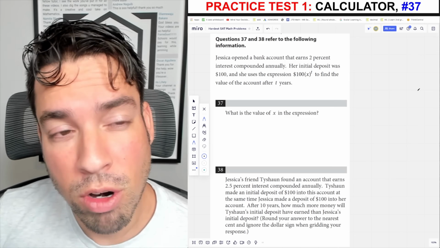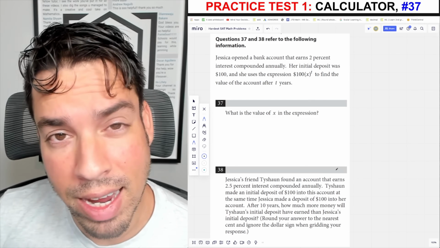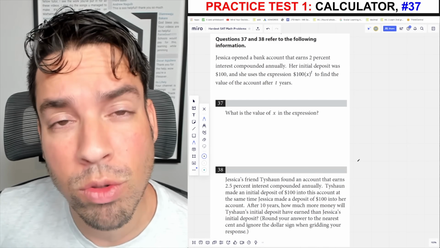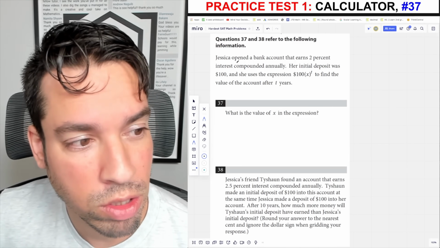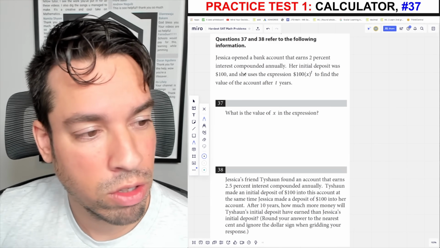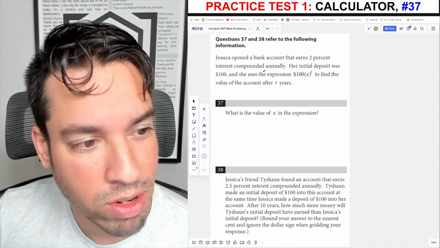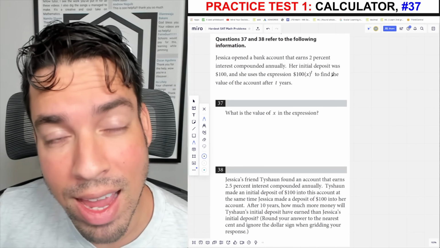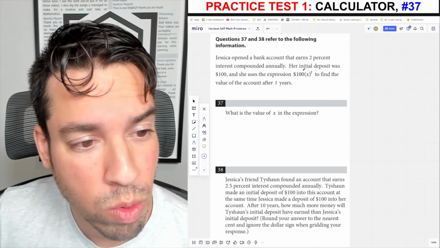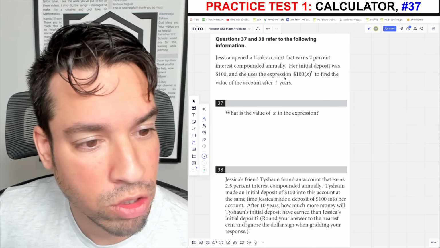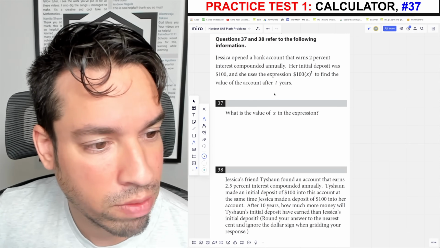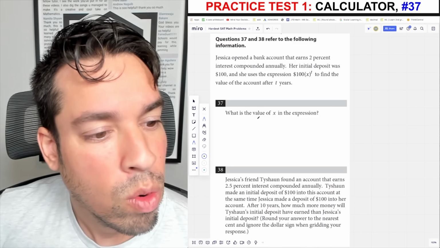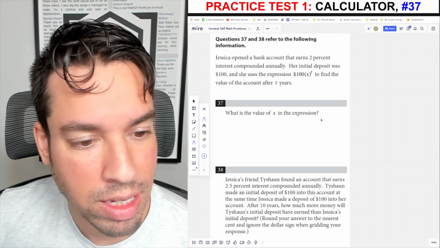So this is a two-part question, and really it's 38. That's the more difficult section, but I wanted to do both parts so we can see the entire process and development of the problem as we go through it. So Jessica opened a bank account that earns 2% interest compounded annually. That means just, the end value in compound interest is just 1. Her initial deposit was $100, and she uses the expression 100x to the t to find the value of the account after t years. What is the value of x in the expression?